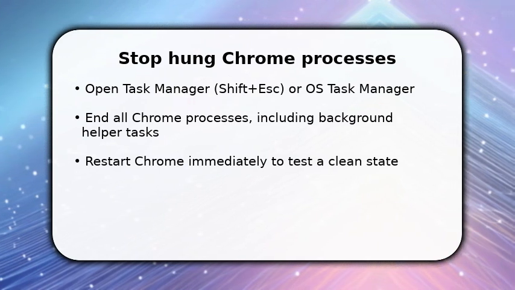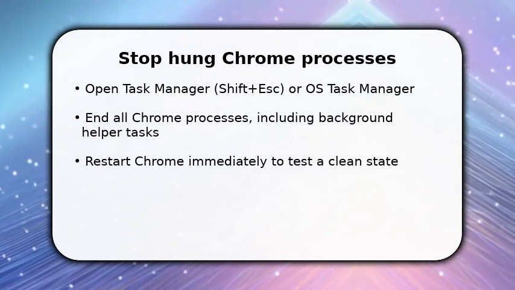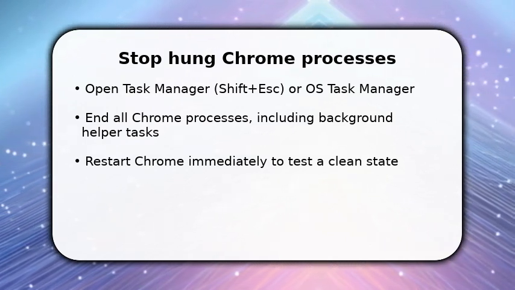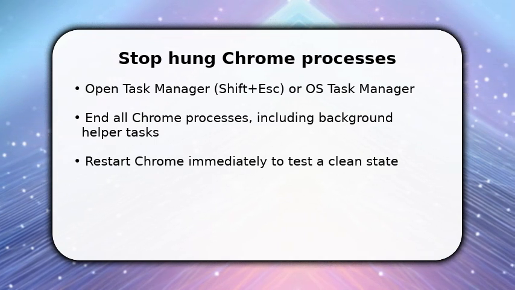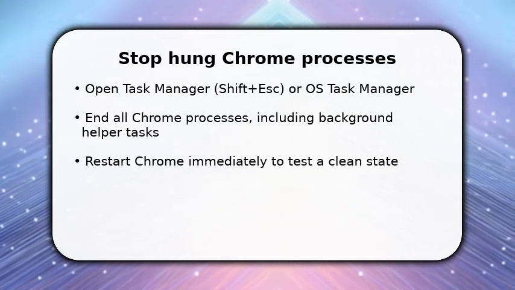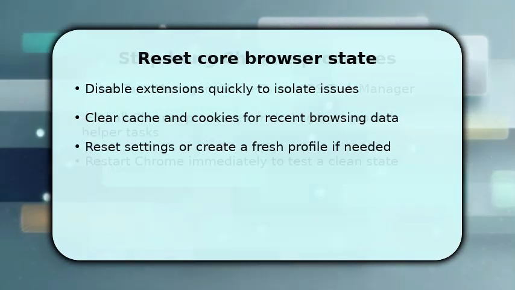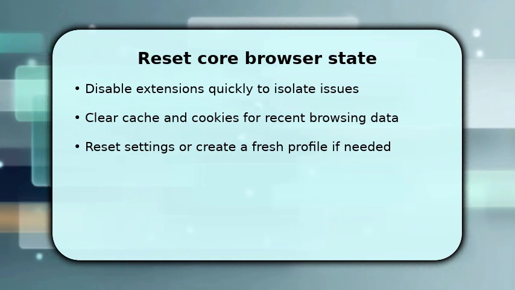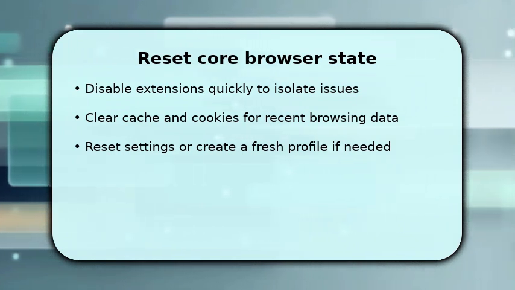Then launch Chrome again. If loading improves, you've removed a common transient block and can proceed to deeper fixes only if necessary. Next, you isolate configuration problems by disabling extensions and clearing site data. Open chrome://extensions and turn off all extensions. Once done, reload the problematic page to see if an add-on caused the issue.